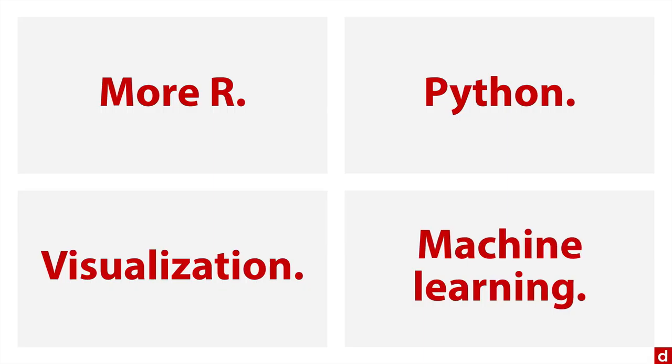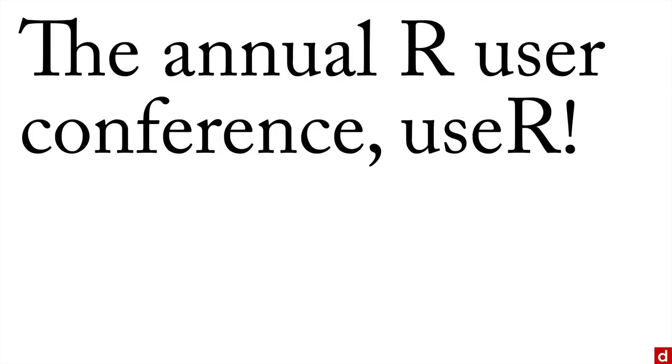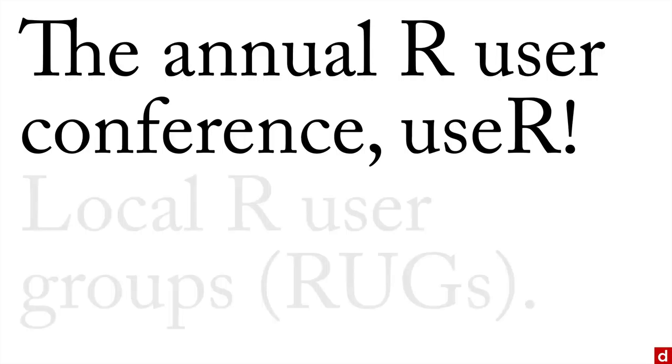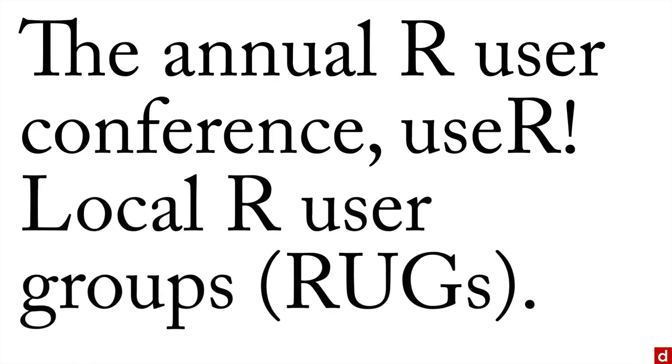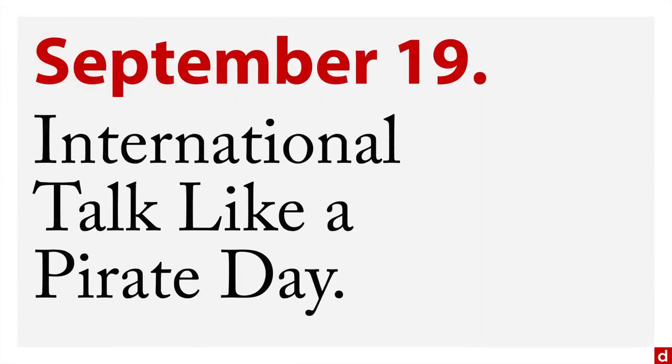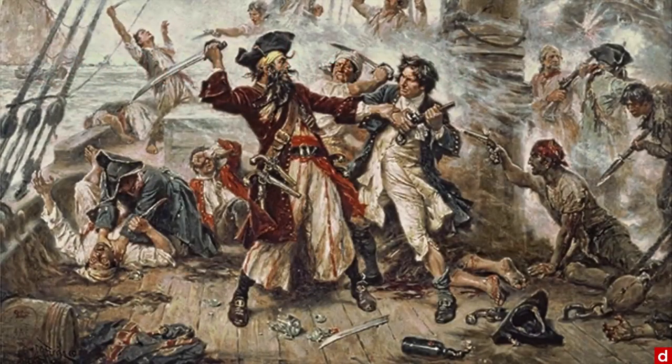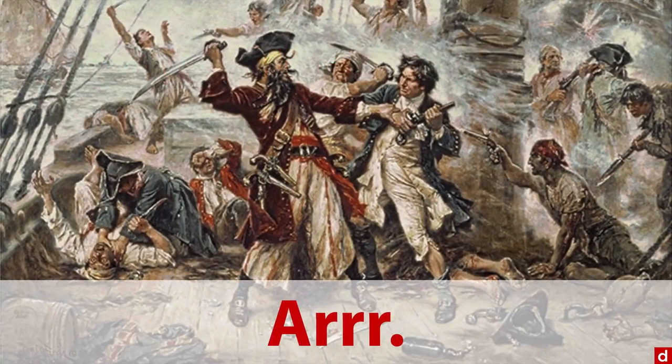Now, another thing that you can do is you can try looking at the annual R User Conference, which is user with a capital R and an exclamation point. There are also local R user groups, or RUGs. And I have to say, unfortunately, there is not yet an official R day. But if you think about September 19th, it's International Talk Like a Pirate Day. And we like to think because pirates say R. And so that could be our unofficial day for celebrating the statistical programming language R.